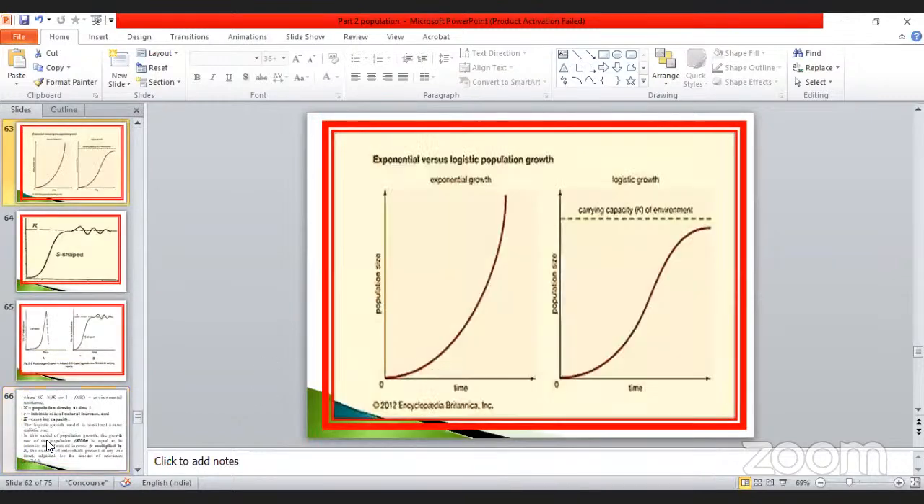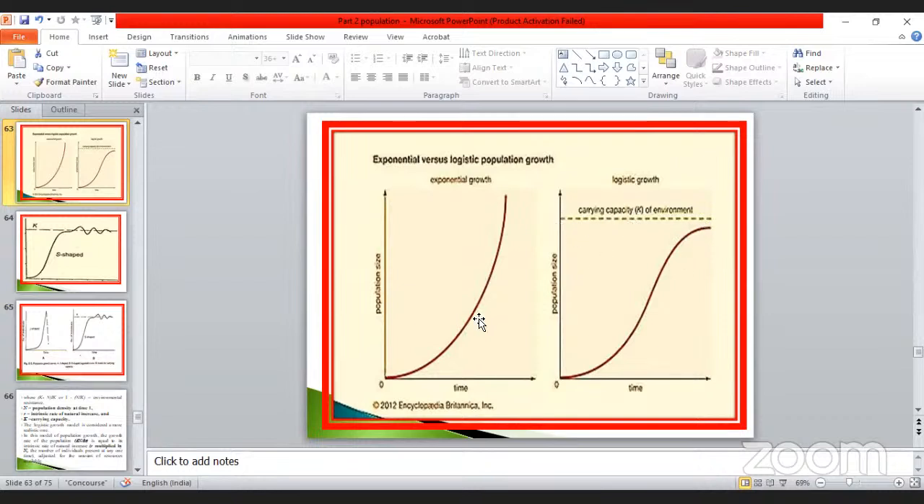See here, this is the J-shaped curve. This one is called a sigmoid curve. There are two types: exponential versus logistic population growth. This one is called exponential, and this one is called the logistic curve. The logistic curve has a lag phase, a log phase, and a steady phase, and then a decline phase. This is the constant temperature. Hereafter, it will not grow up. It will decline. This is the last stage.